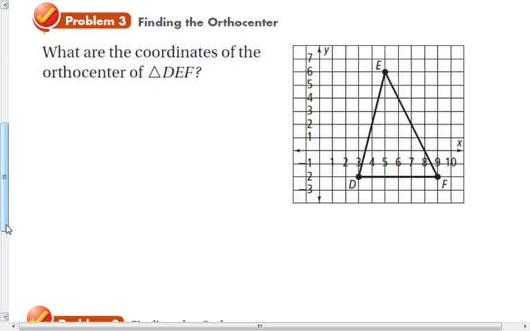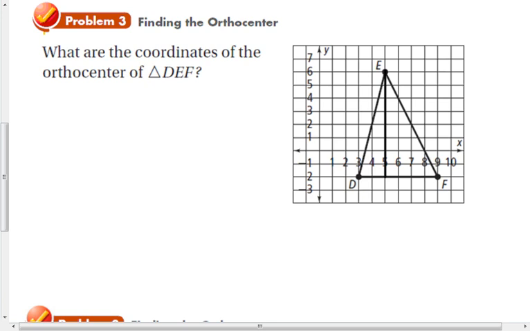All right, so we're going to find the orthocenter here. Now, since all three altitudes are going to meet at one point, we really only have to find two of the altitudes. So we're going to try and find the ones that are easiest. And let's start with a perpendicular line from DF to E. That one's not too hard. Go ahead and draw that in right there. Okay, and then we need one other altitude. And so let's go from the vertex D to EF.